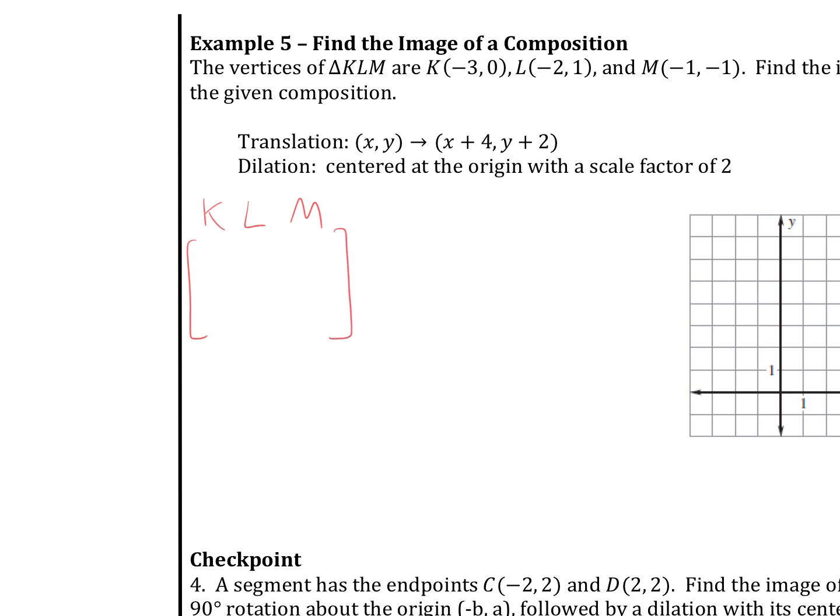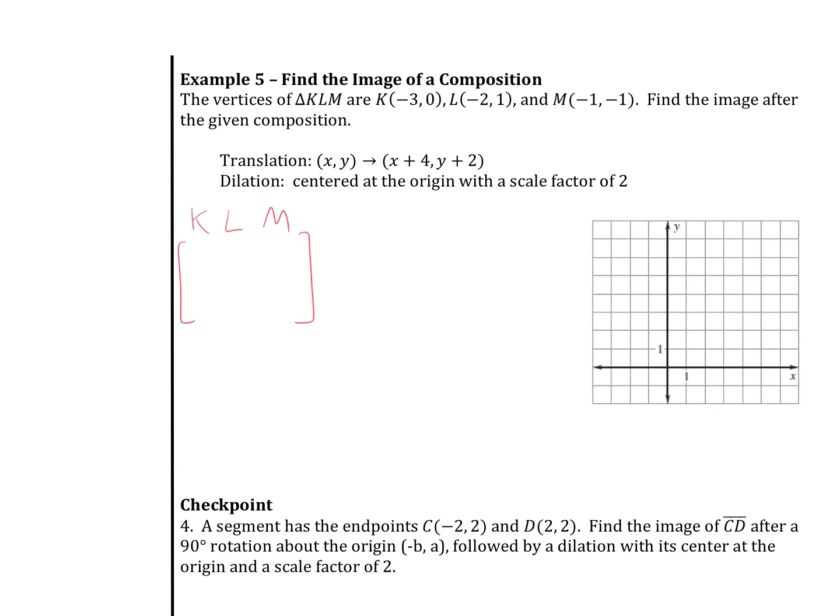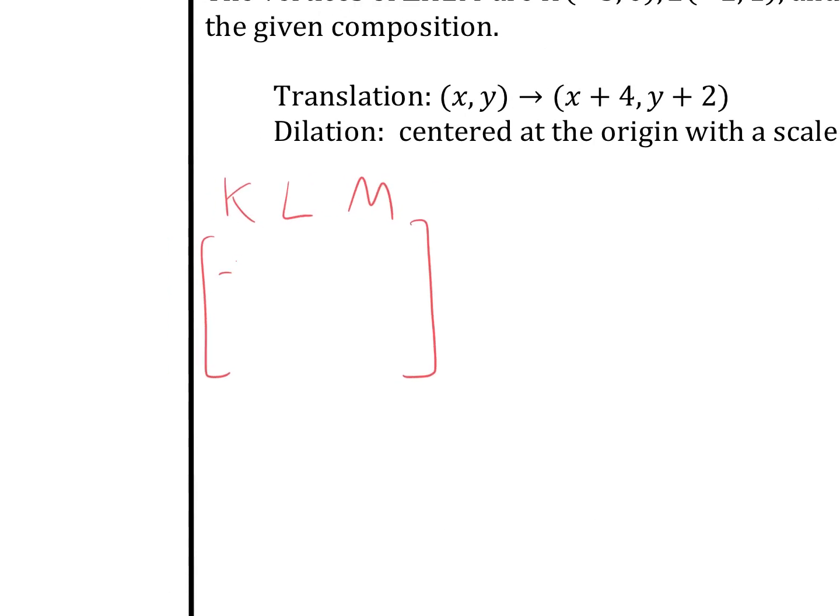All right, so what are the coordinates for KLM? Well, K was -3, 0. L was -2, 1. And M was -1, -1.